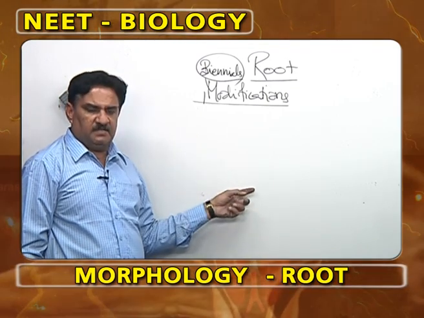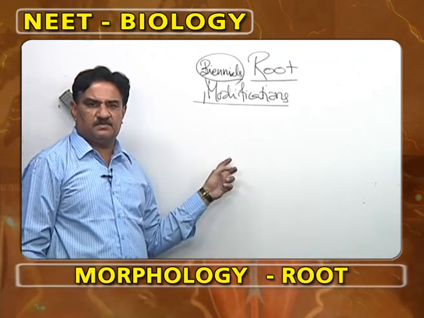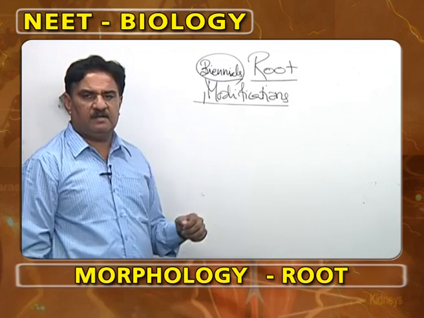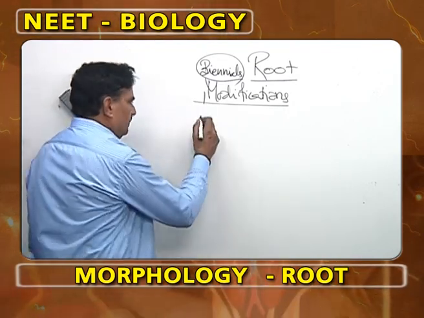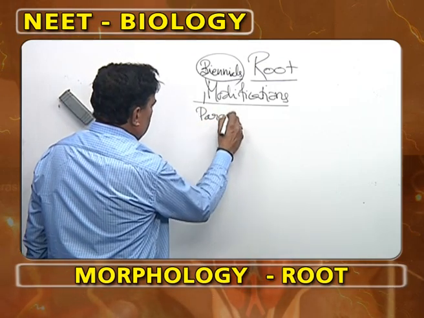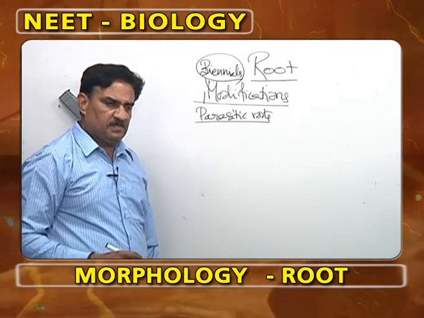How is it breaking? In the absence of oxygen. So, whatever oxygen is in the surroundings must be removed by that special pink colored pigment in the root nodules called leghemoglobin. Now, coming to another type of roots called parasitic roots.